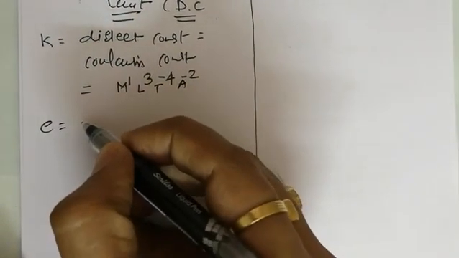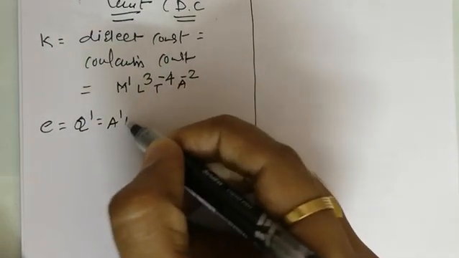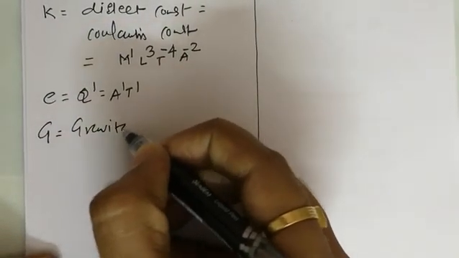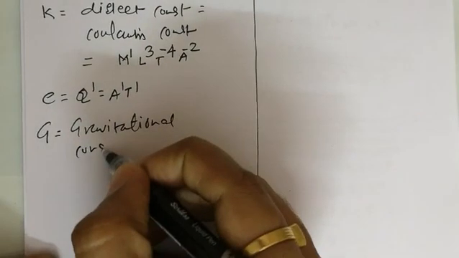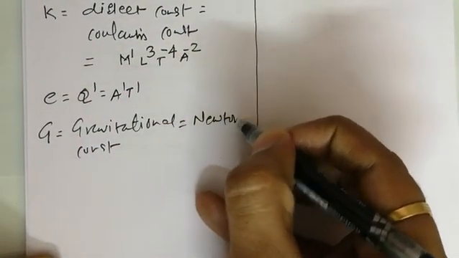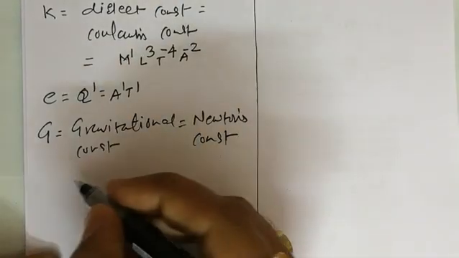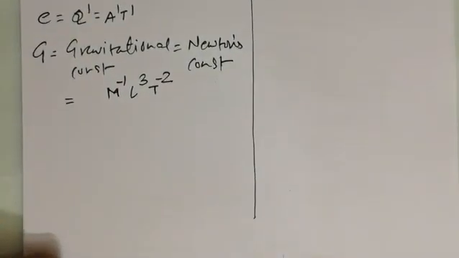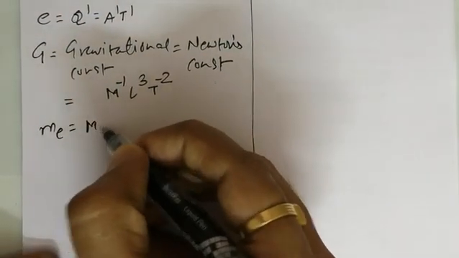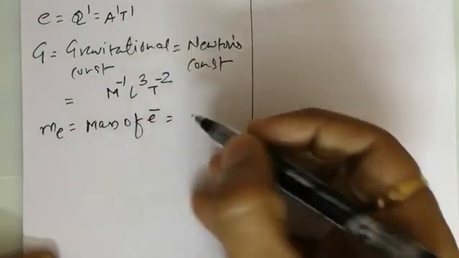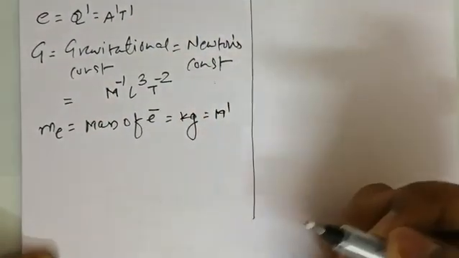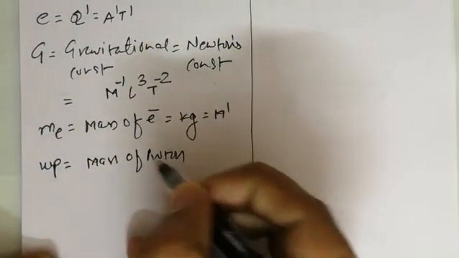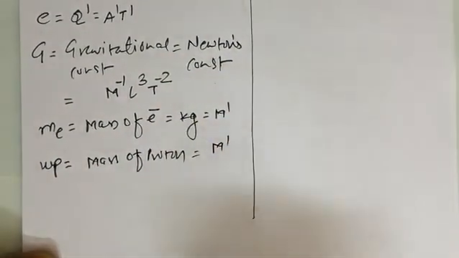Next is e. Its unit is Q1, you can also write that as A1 T1. Capital G is our gravitational constant, or it is called Newton's constant. So its dimensional configuration is M minus 1, L3 and T minus 2. Next one is the mass of electron. It only has unit kilograms, so it's only M1. Mass of proton, same thing, it is the mass of a proton. Thus we can also have M1.